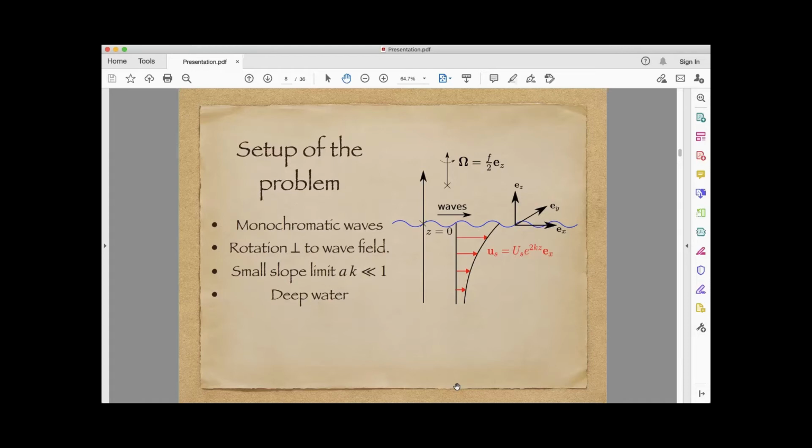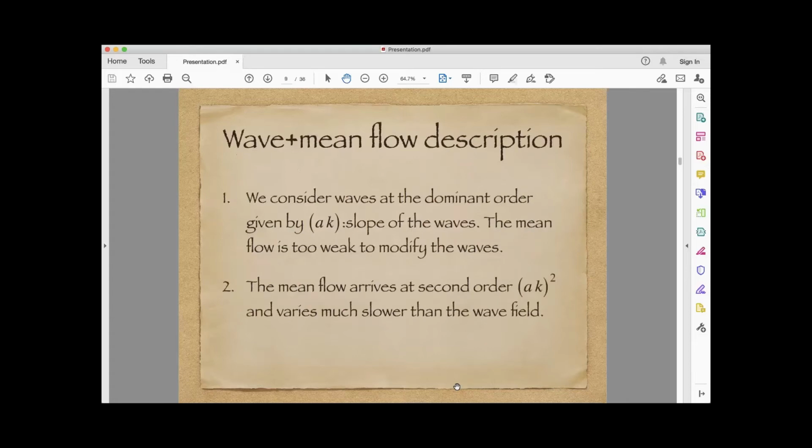Okay, so this is the setup of the problem, and to understand this problem, we use this wave plus mean flow description. Meaning we have an imposed system which only has waves. We consider waves at the dominant order, which is given by this ak, the slope of the wave. So we have only waves that are propagating, and the mean flow is induced by these waves.